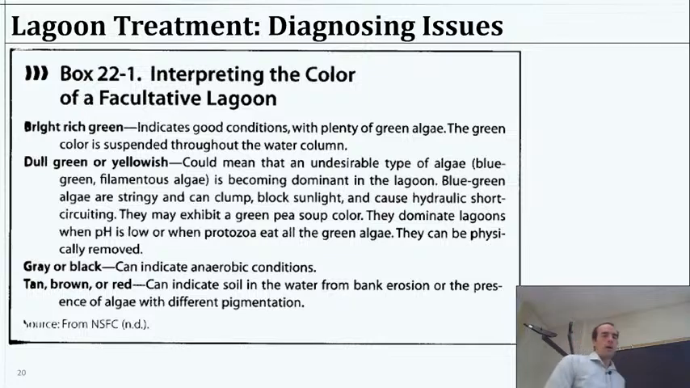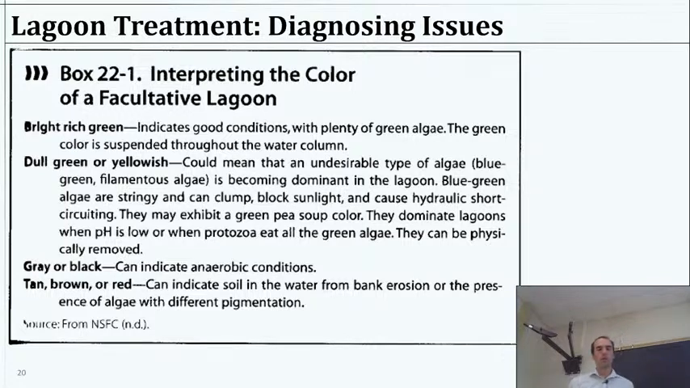Okay, quick note on, is there a problem with the lagoon? So if we just take a look at the color of the system, a bright, rich green indicates good conditions, plenty of green algae. The green color is suspended throughout the water column. So that would be a good thing.